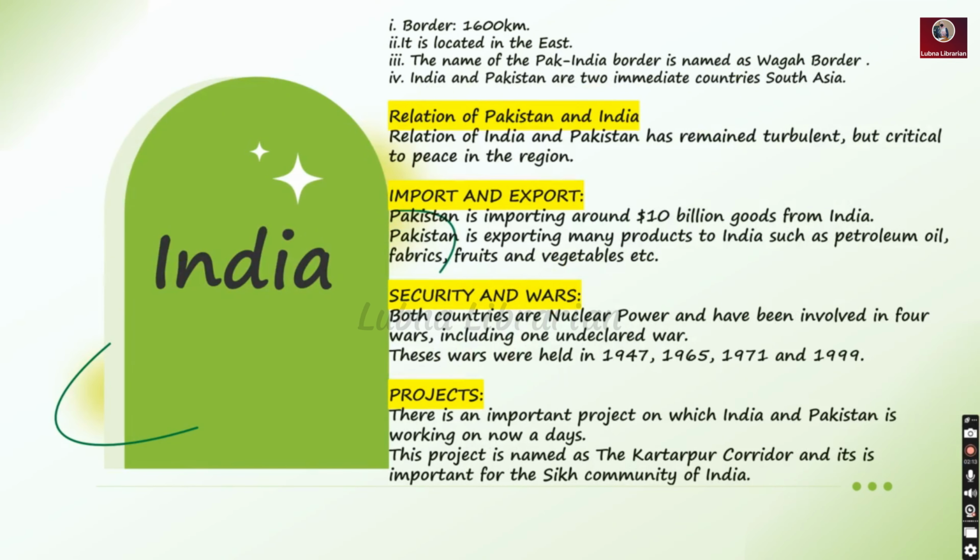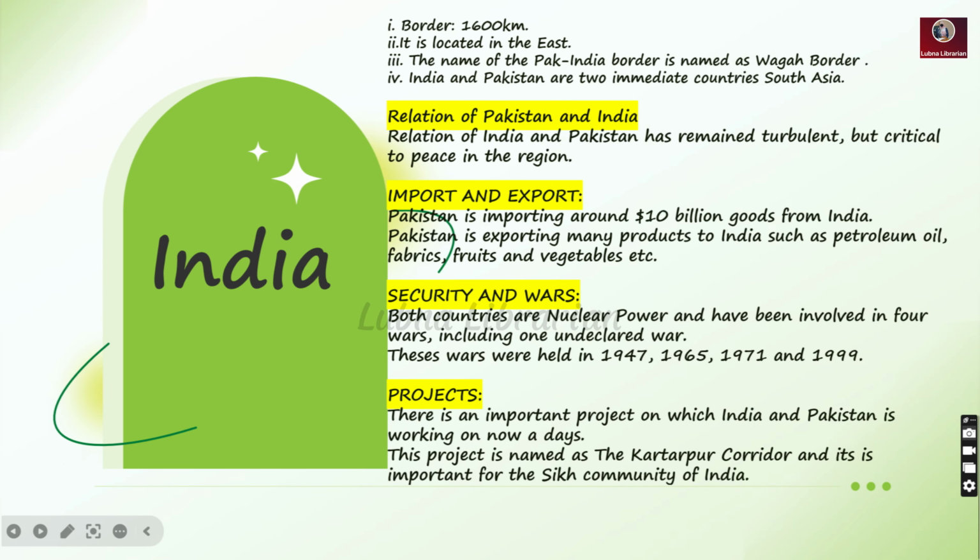India. 1. Border, 1,600 kilometers. 2. It is located in the east. 3. The name of the Pak-India border is Wagah border. 4. India and Pakistan are two immediate neighboring countries in South Asia.